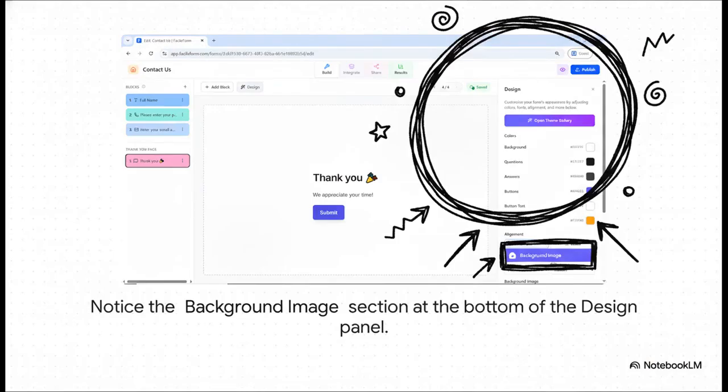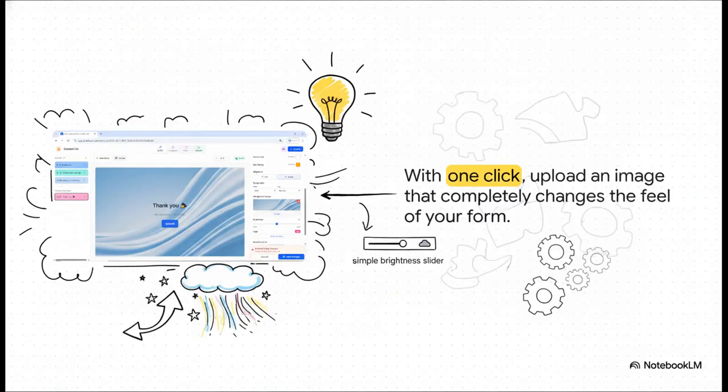So first things first, let's get that background image in there. If you look down here in the design panel, you'll see the background image section. This is where the transformation really begins. And bam, just like that, with one single click, our form has gone from bland to beautiful. And check this out, you can even tweak the brightness to make sure your text is always super easy to read. It's a little thing, but it makes all the difference.